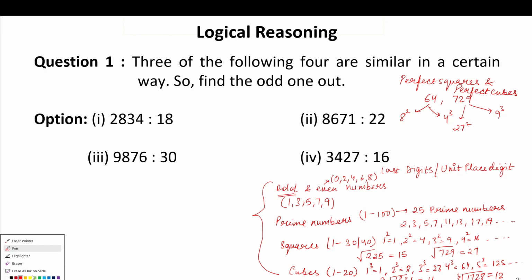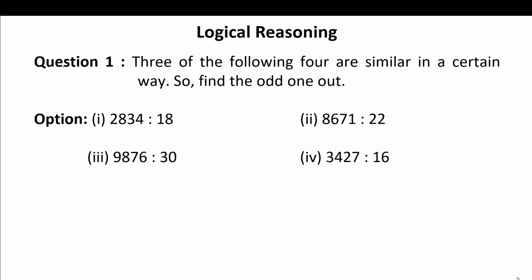Now let us look at question number 1. There are 4 options given to us, and we have to identify the one that is different. 3 of these 4 options are similar. They have a similar pattern. And we have to find the odd one out. That means we have to find the one that is different.